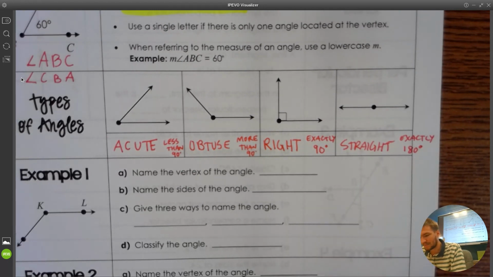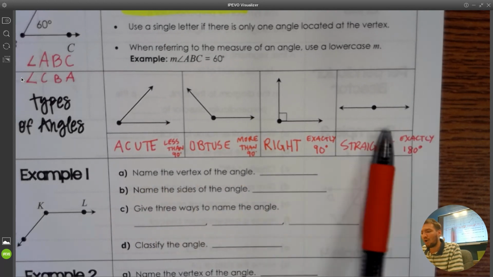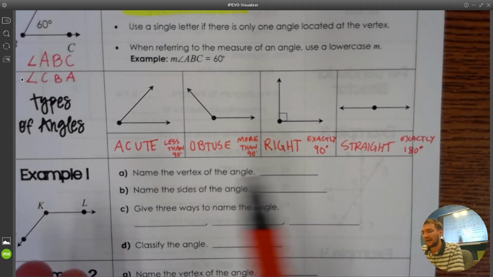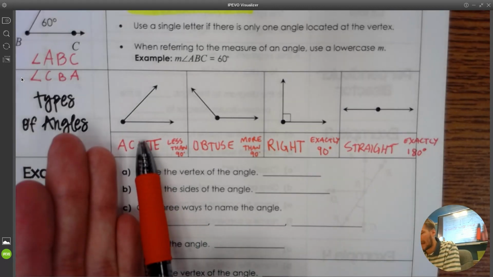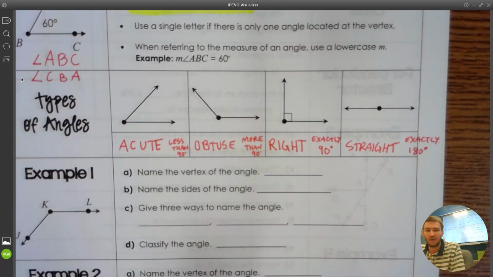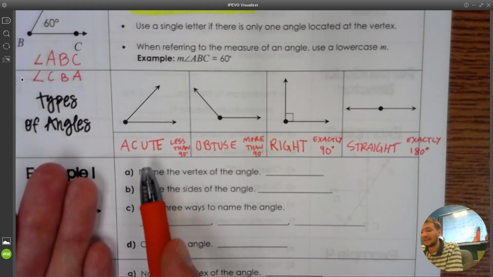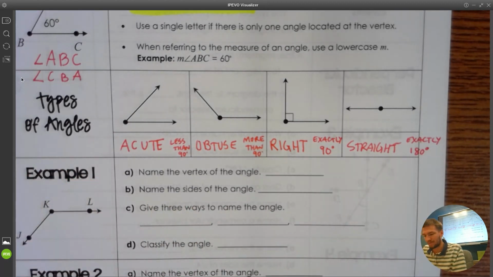So, just to be super clear, you can only be one of these categories. You cannot have an acute angle that is also a right angle. You're either one or the other. You're either right, exactly at 90, or you're acute, less than 90. You can't be both. Any questions on these? It seems like you guys had heard them before. We all good with these?